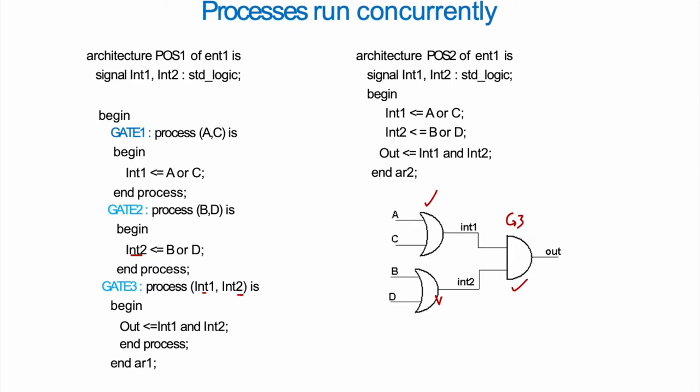So let's look at the other one, which is a more efficient way of doing it, which is simply saying that we've got int one equals, this is the assignment, and remember we need to end with the semicolon, A or C; int two equals B or D; and then the output being int one AND int two. Whilst this one will create something like this for us: int one, int two, out, A, C, B, and then D, to create that circuit for us, rather than using just the gates or anything. Okay.